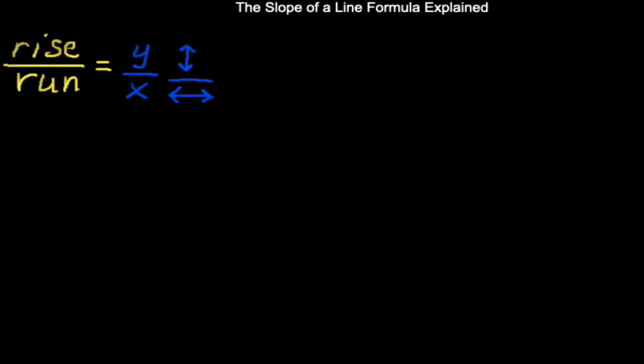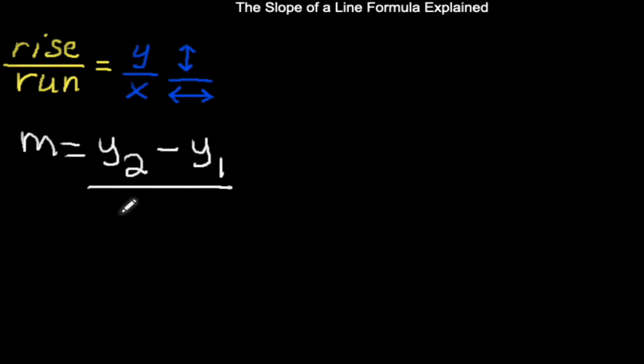Now you know about the fraction rise over run, right? So this is one way to find the slope of a line. But there is another way to determine the slope, and that's by using the slope formula, and that's m equals y sub 2 minus y sub 1 over x sub 2 minus x sub 1. Okay? And this is where any two arbitrary points are on a line.